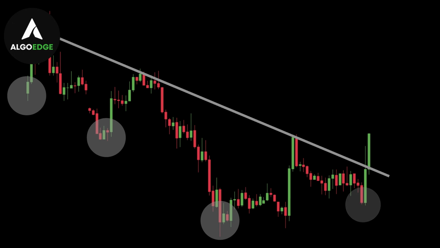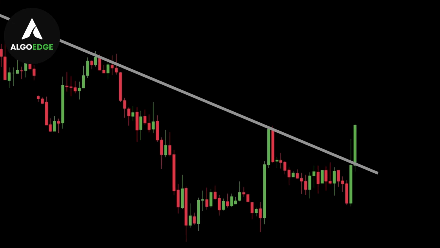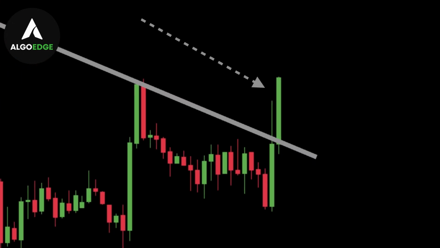In other words, sellers are no longer able to push the market to fresh lows with the same strength as before. But that's not enough on its own. We also want the breakout candle itself to close clearly above the trend line. A wick piercing through the trend line is not enough. We want a strong and obvious close above the trend line zone.